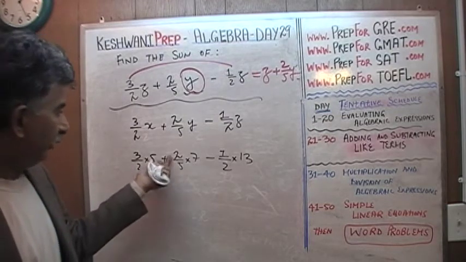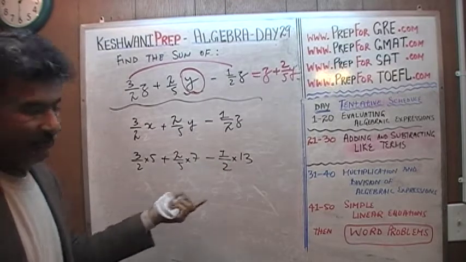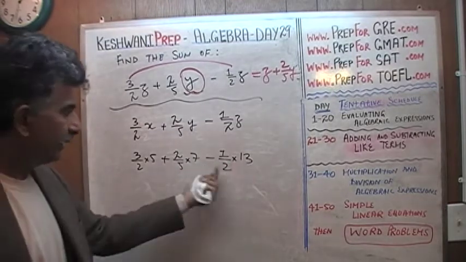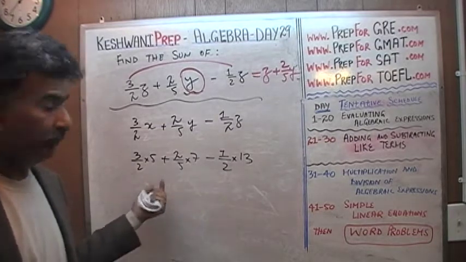How many 7s do we have? Only 2/5. How many 13s do we have? Only -1/2. That's it. There is nothing you can combine here. Of course, here, you will do the common denominator and do it all out because they are all numbers.